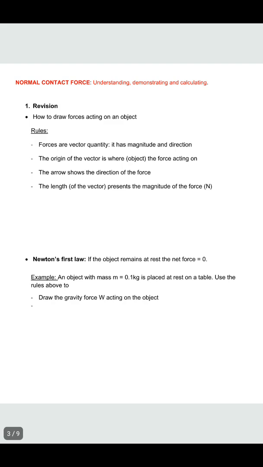But physicists, they do have a different answer. They blame the normal contact force. So what is normal contact force, and how can we demonstrate it and calculate it? It is our topic for today. But before we go through all the problems with normal contact force, we better do some revision about forces and Newton's first law, which are really relevant to normal contact force.